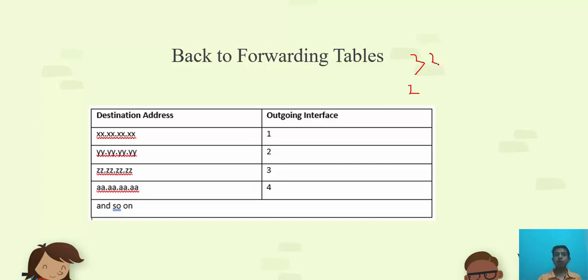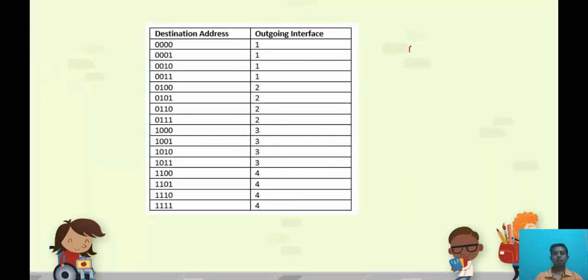And then the huge task of looking up in this big, big table. Is there a way of reducing the size of a table? Possibly, yes. Let's look through this aspect. Say I have 4-bit addresses. That means all my addresses are of size 4 bits. So how many total addresses are possible? 2 to the power 4 total.